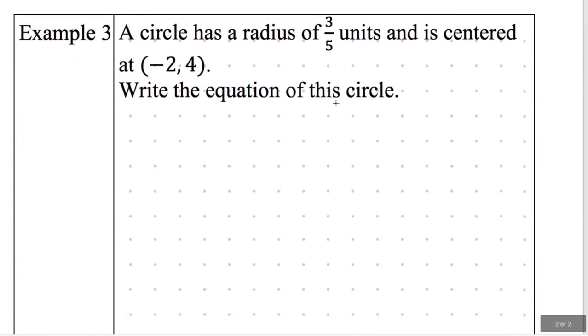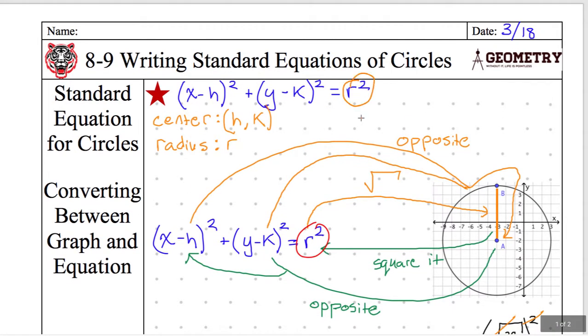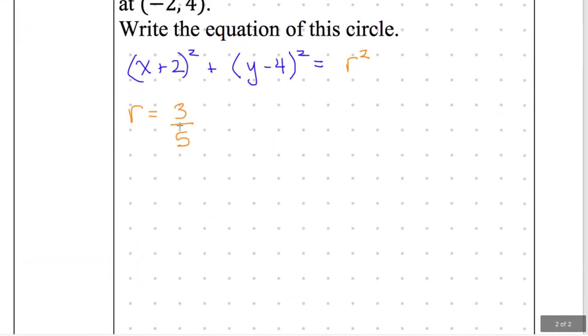All right, so for example 3, most people did a really good job of finding the center. The center should have been x plus 2 quantity squared plus y minus 4 quantity squared. The hard part was over here, the 3/5 units. Well, if r, the radius, because it says the radius is equal to 3/5, the number that goes here is r squared. That's just judging by our formula up here. Well, if r is 3/5, I need to just square it. That means r squared is equal to 3 squared over 5 squared, which is 9 over 25.